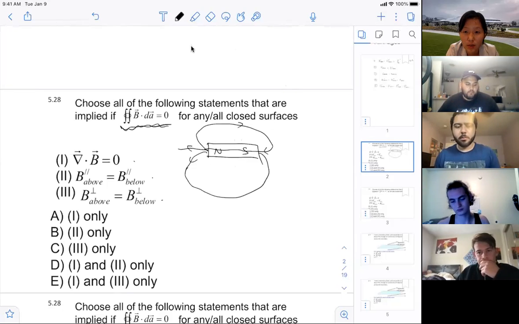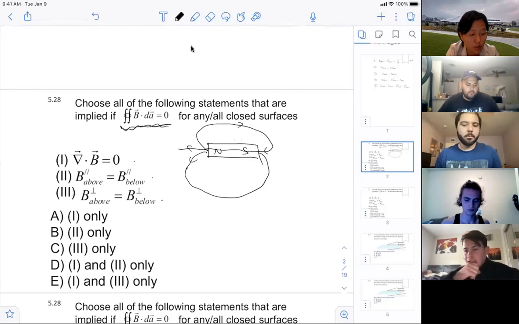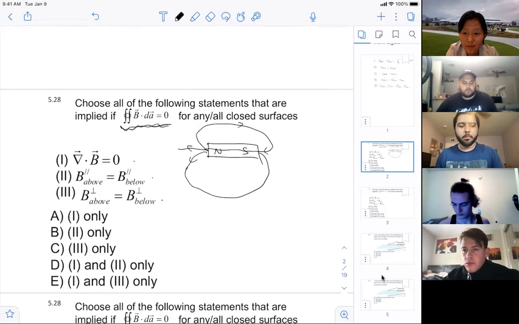All right, so go ahead and put your vote for this question, please. Okay. All right, so it looks like you have all unanimously agreed on choice E.